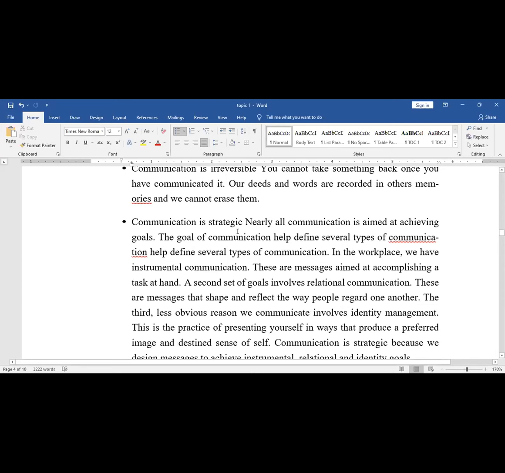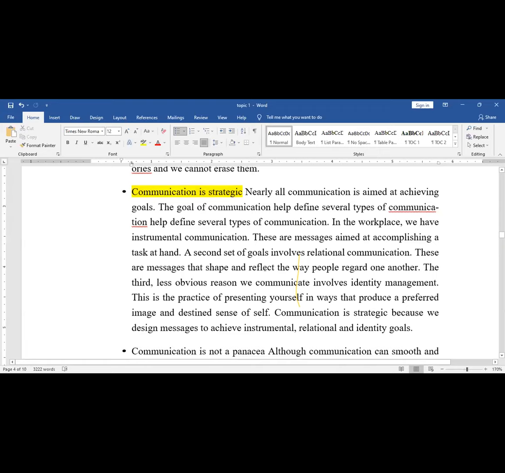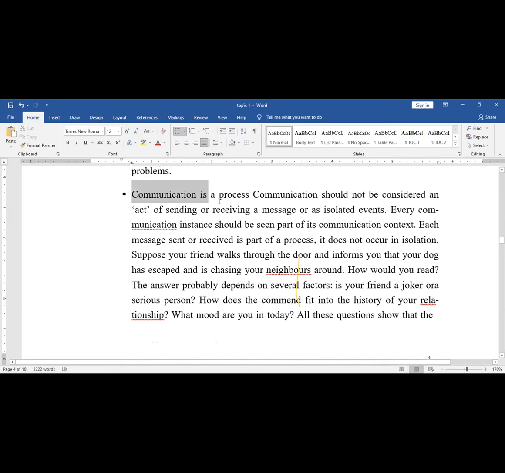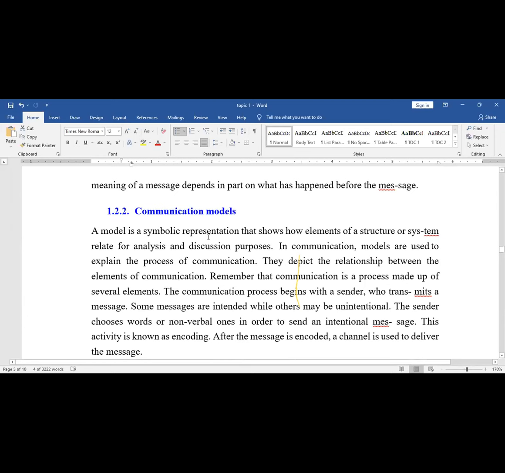It is strategic because we communicate when we want to do something. Like when you are faced with a problem of signing your register, you will communicate and ask how it is done. Like whatever we are doing right now, we are learning communication skills, so I'm communicating to you. So communication is strategic. Communication also is a process. We have gone through the process of communication and through the elements of communication, and you have seen it is a process. But it happens so fast that you cannot realize that it is a process.